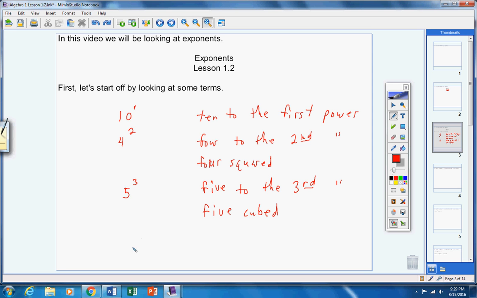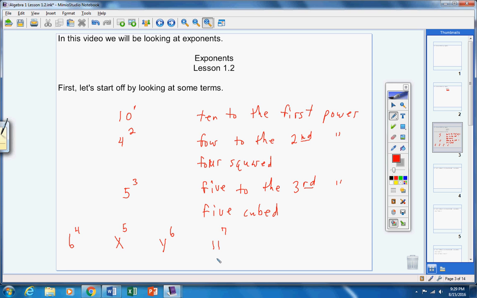If I had something like this, and you can write this down or just listen, it's up to you. But if I had this, I would say 6 to the fourth power. This would be x to the fifth power. This would be y to the sixth power. This would be 11 to the seventh power, and so on and so on and so forth.